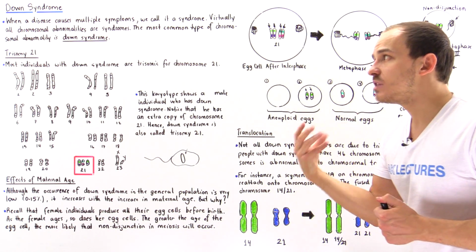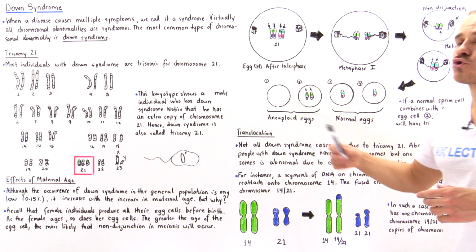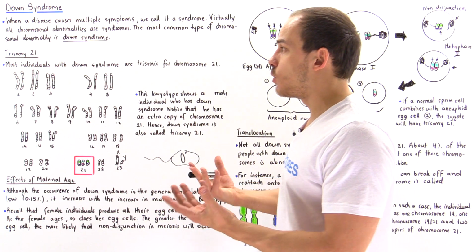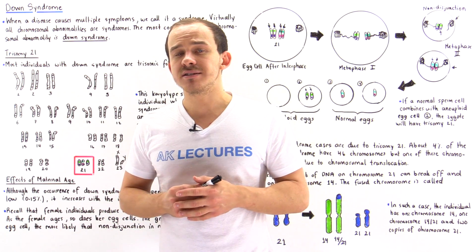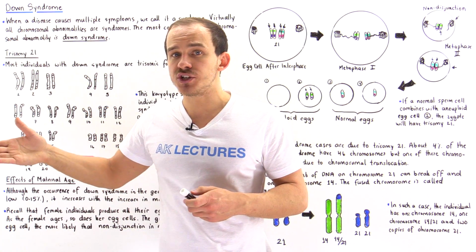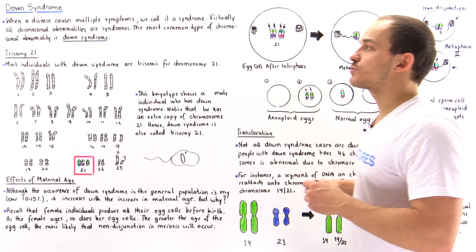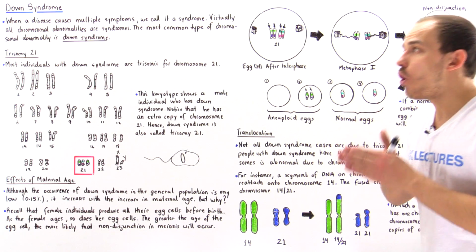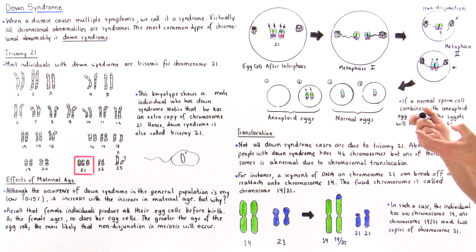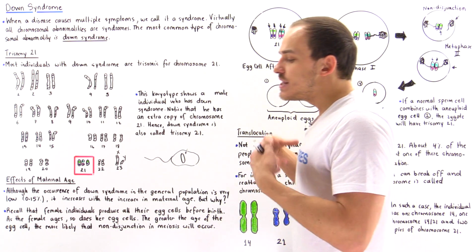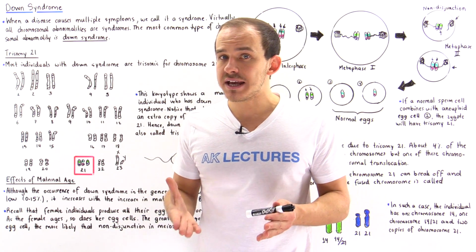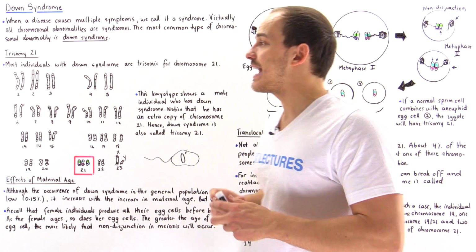Now, the other much less common form of Down syndrome is translocation. If you remember from our discussion on chromosomal abnormalities, translocation is the process by which a segment of a chromosome breaks off and attaches onto a different non-homologous chromosome. So translocation can also lead to Down syndrome, but in an individual that has Down syndrome due to translocation, that individual actually contains the normal number of chromosomes, 46, but one of those chromosomes is actually abnormal.